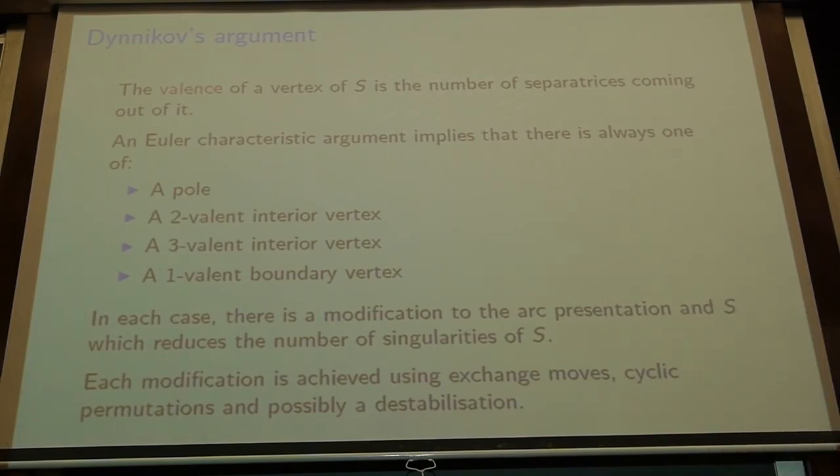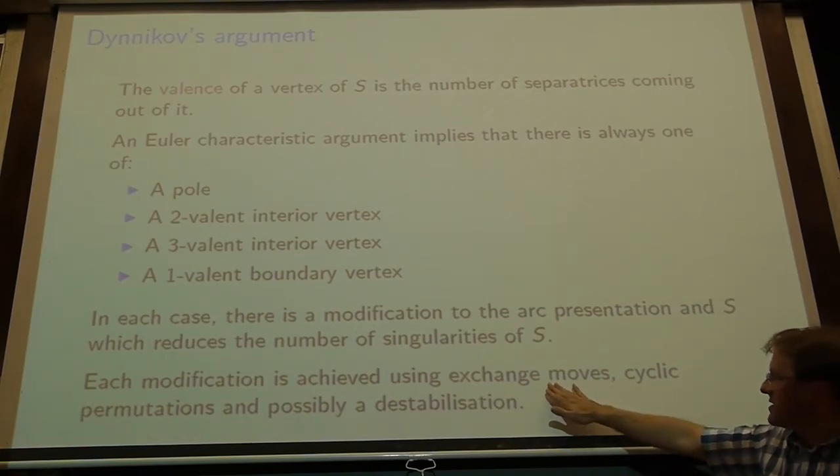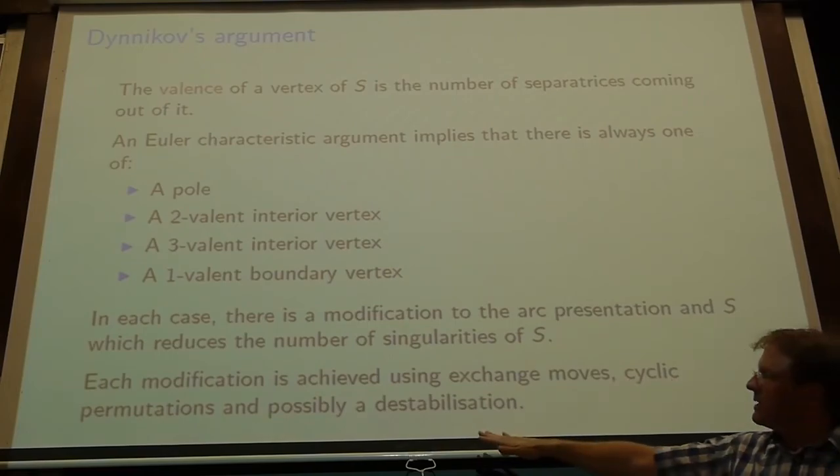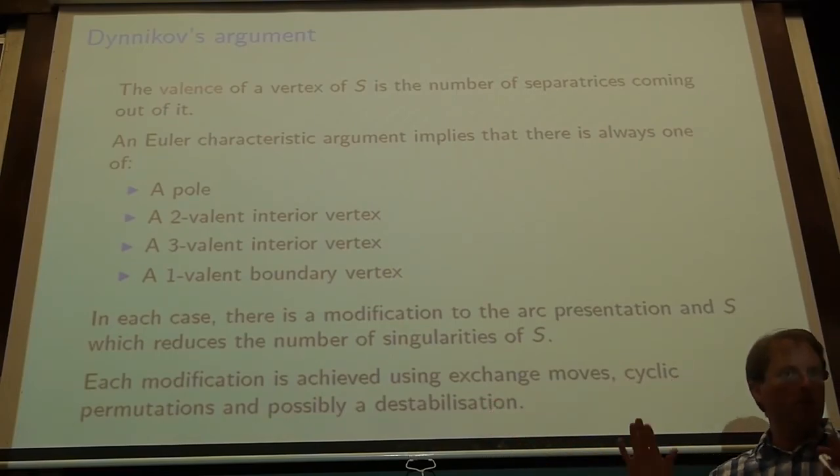So in each case, you say, aha, I see one of these, and so I need to reduce the complexity. Mark, I'm really sorry. Could you just draw pictures of what a two-valent vertex is? I'll show you. Okay. So in each case, if you have one of these types of vertex, there's something that you can do which will reduce the complexity of the disk. I'm going to seriously run out of time if I'm not careful. And that requires, as the cost, performing some exchange moves, cyclic permutation, and maybe a destabilization, but you never need to stabilize.